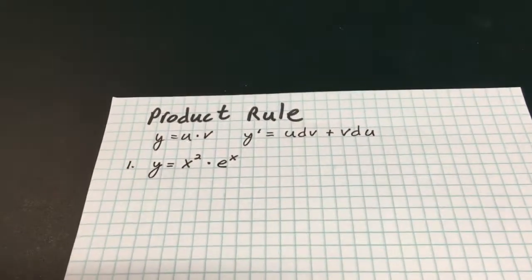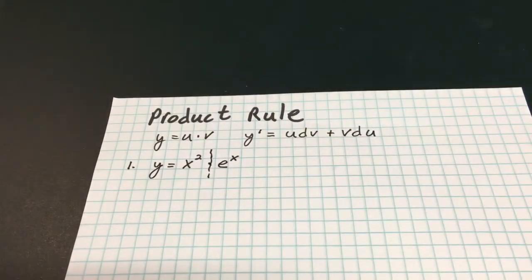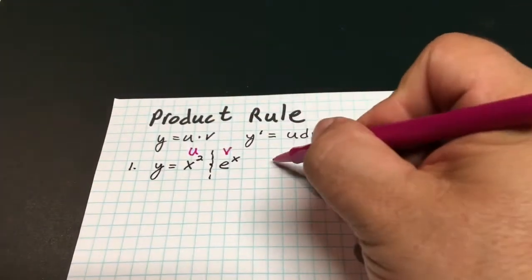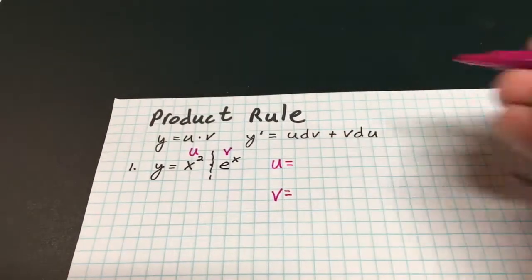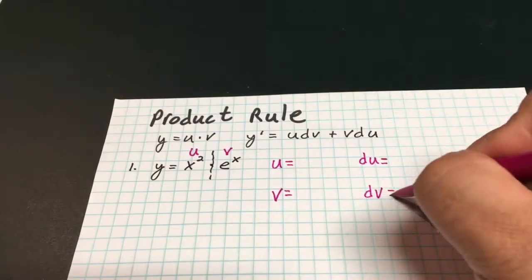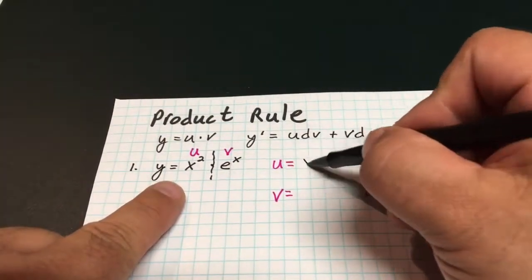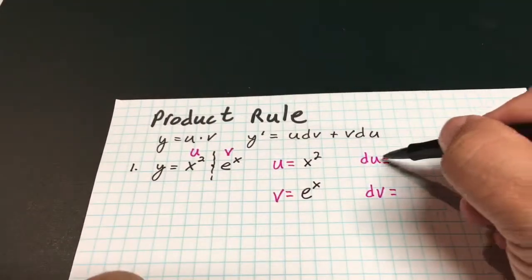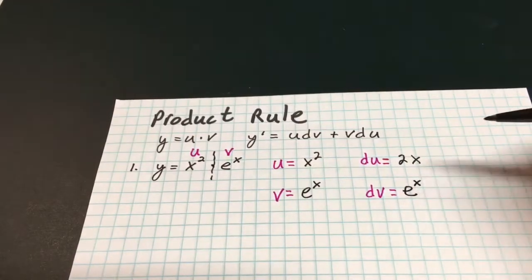So I have a cute little graphical organizer for this. The first thing I like to do is split this down the middle and let the first one equal u and the second one equal v. And I set up this graphical organizer: u equals, v equals, and then the derivative of u, du equals, and the derivative of v equals. And it goes pretty quick. In this case, u equals x squared, v equals e to the x, and the derivative of x squared is just 2x, and the derivative of e to the x, we already worked on that one, is just plain old e to the x.